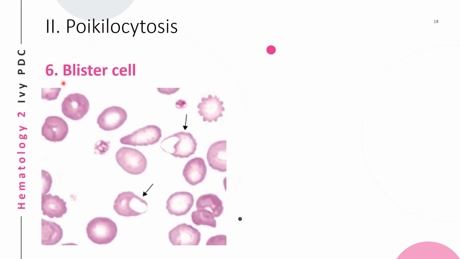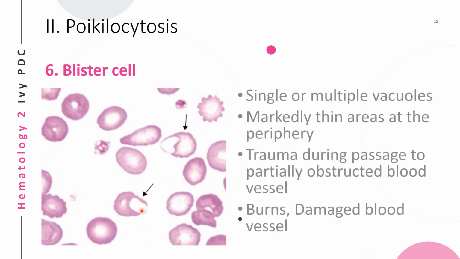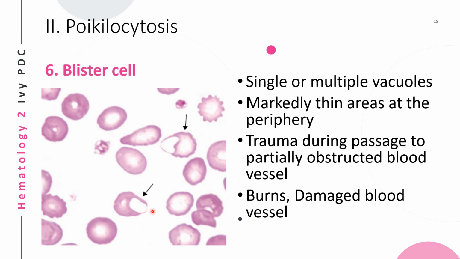The next type of poikilocyte is a blister cell. These are two examples of blister cells where there is the presence of a vacuole inside the cell, making it look like the red blood cell has a blister. Another description is that there is a markedly thin area at the periphery. This is the area which is very thin at the side.